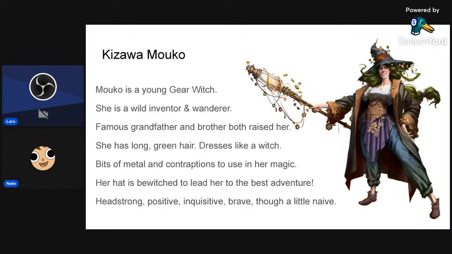She has long green hair. She dresses like a witch. She has bits of metal and contraptions which she uses for her magic. She has a hat, which is bewitched to lead her on to the best adventures. So the hat kind of has a little bit of a sorting hat look to it with the ripped brim mouth. She's headstrong. She's inquisitive, brave, a little naive.